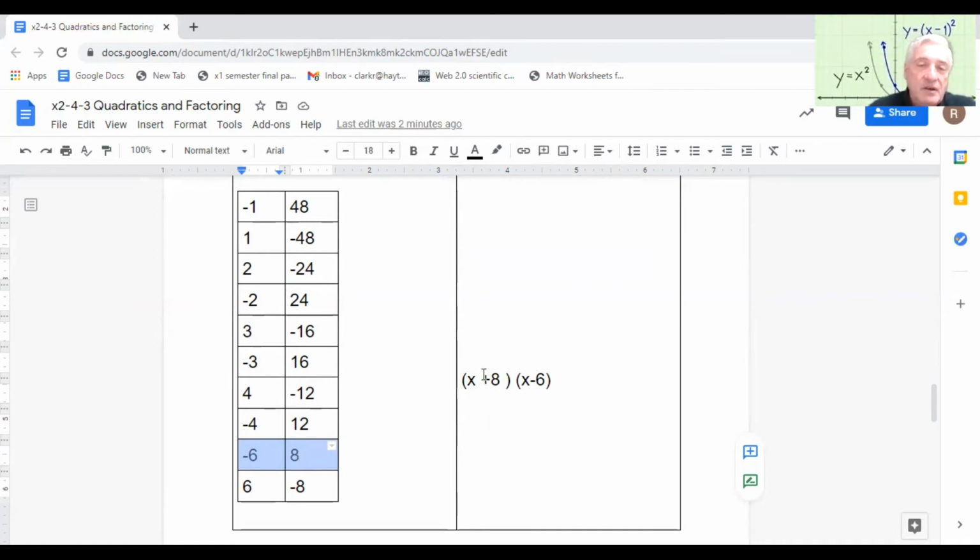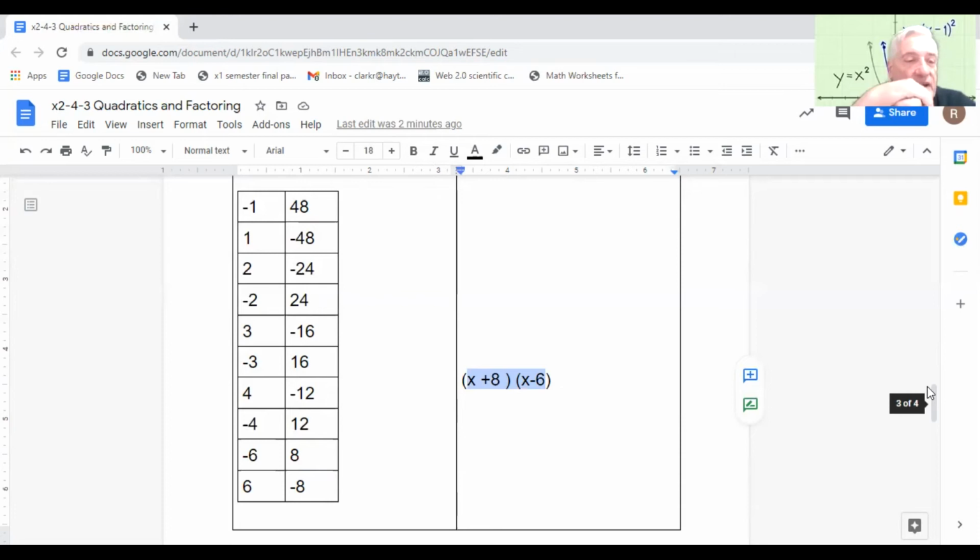Then we would go x plus 8, x minus 6. And those are our factorizations. Once again, the solutions are different. We'll talk about solutions in the next video, but all we're going to do is take every factor we have and set it equal to 0. Then we will get solutions.